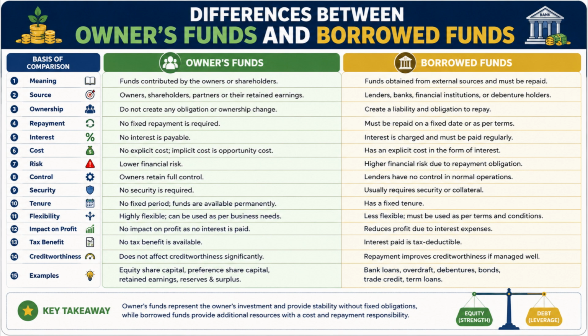Number 15. Examples of owner's funds include equity share capital, preference share capital, retained earnings, reserves, and surplus, whereas examples of borrowed funds include bank loans, overdrafts, debentures, bonds, trade credit, and term loans.